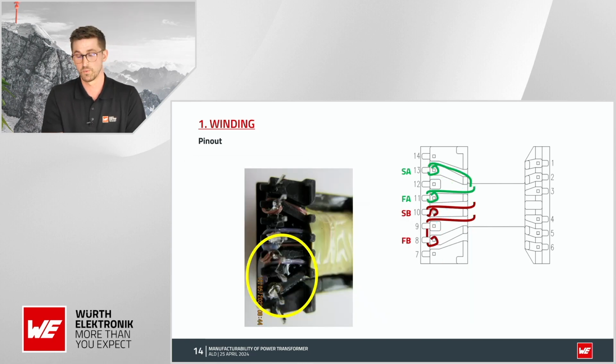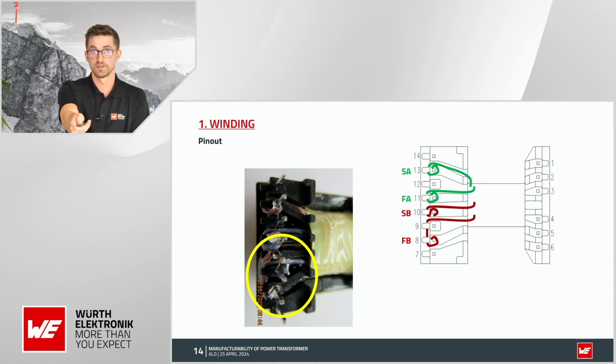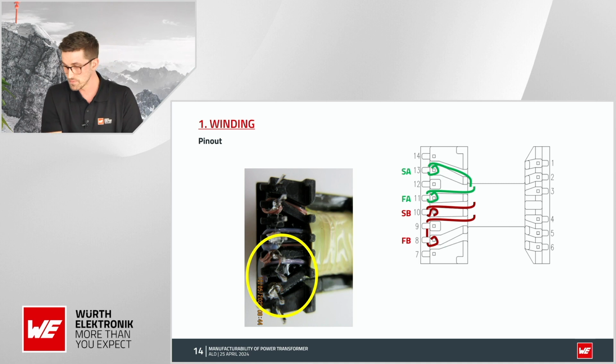In this slide, we can see how the issue was solved. Instead of passing the finish of B through this bobbin slot, the wire was passed around the routing knob of pins 9 and 8 and then terminated. The sharp edges were avoided in this way.